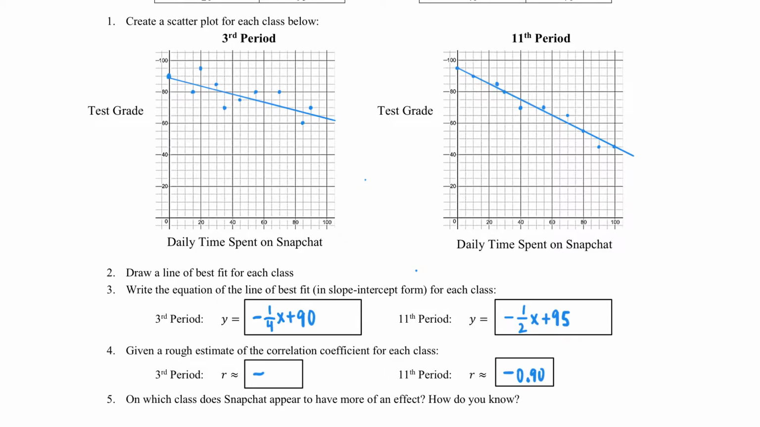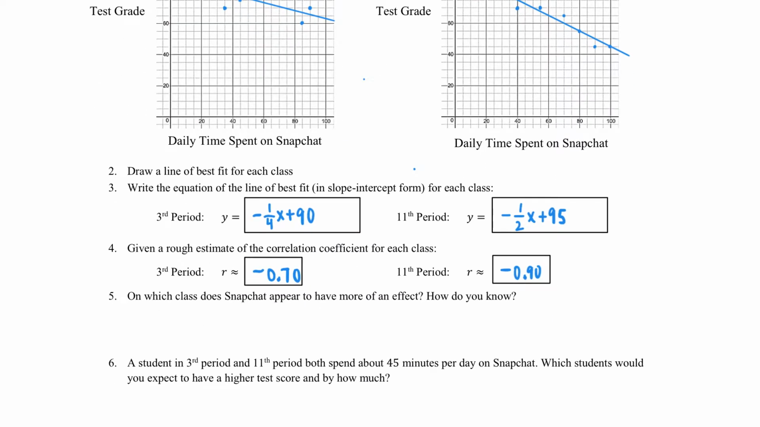How about third period? Third period's a little weaker, and this is kind of hard to eyeball, but I think when I actually did this on the computer, it came back at negative 0.74. But if I was going to guess, I would guess negative 0.70. So a little weaker than the 0.9 or 0.95, but still decently strong. There's definitely a correlation here that you can see. It's definitely trending downward. You can see that too if you look at the table up there. Okay, let's keep moving.